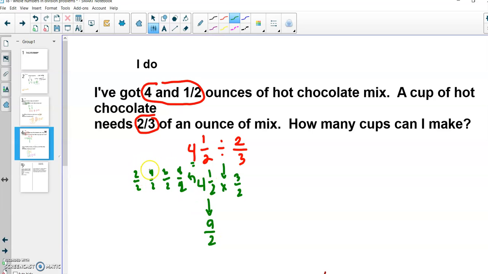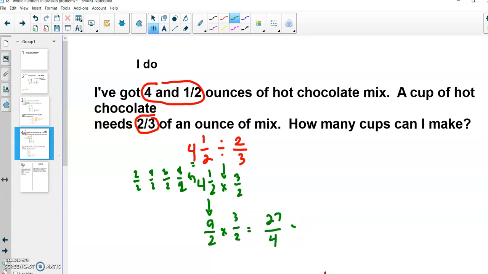2 halves makes 1, 4 halves makes 2, 6 halves makes 3, 8 halves makes 4, plus this other half makes 9 halves. And now I'm ready to do it. That I can multiply. 3 halves by 9 halves, that is something that I'm able to multiply and able to do. 9 times 3 is 27. 2 times 2 is 4. So I can make 27/4 cups of hot chocolate.